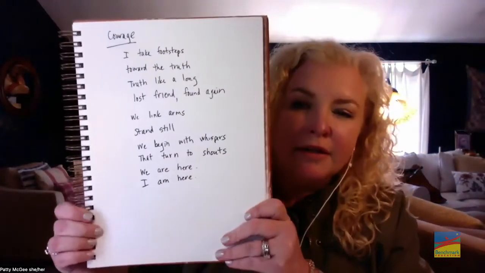And I just ended up with this first draft poem here called "Courage." Let me read it. "Courage. I take footsteps toward the truth. Truth like a long lost friend, found again. We link arms, stand still. We begin with whispers that turn to shouts. We are here. I am here."